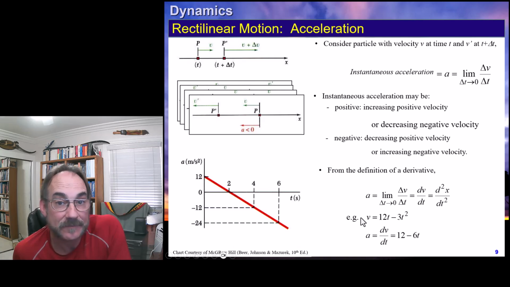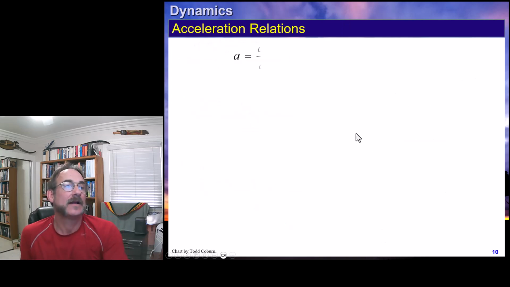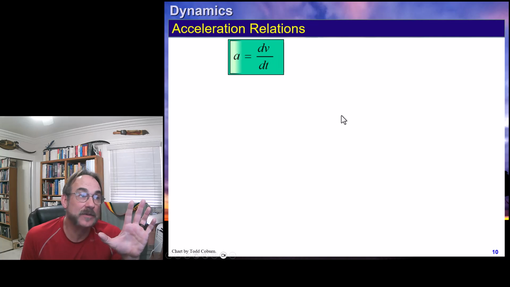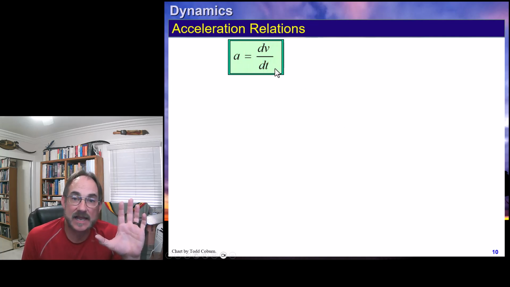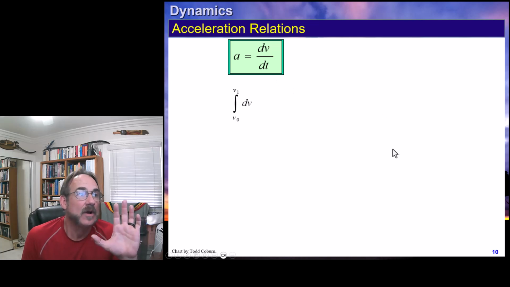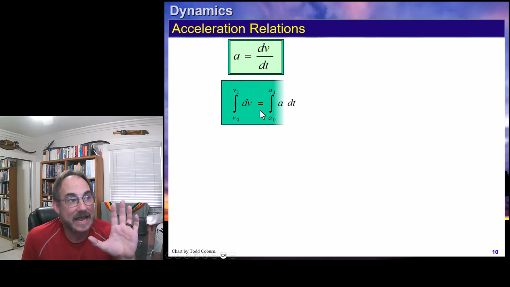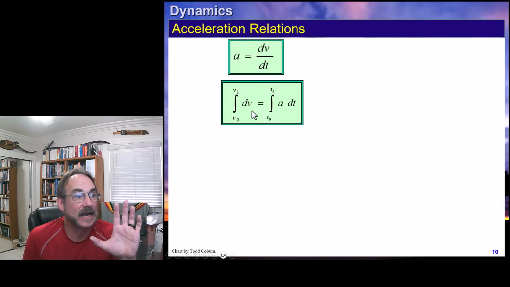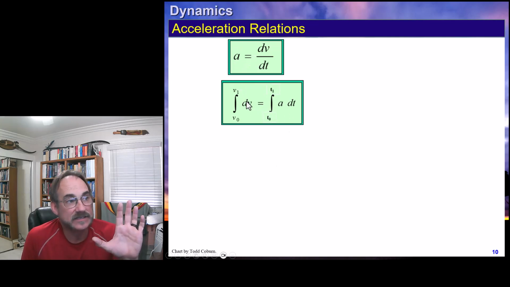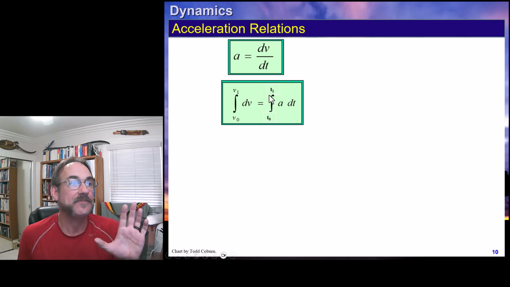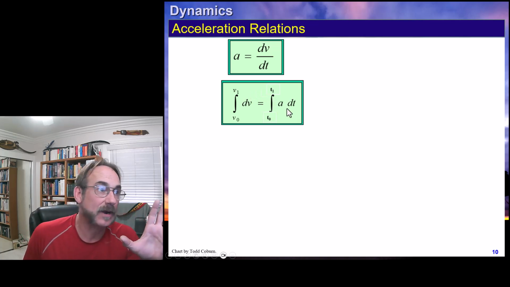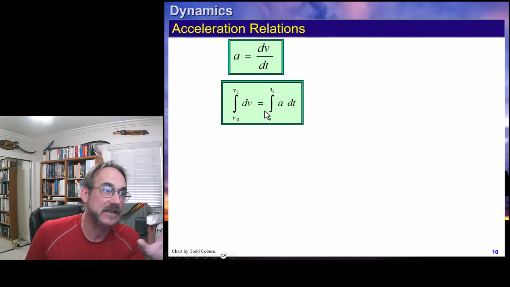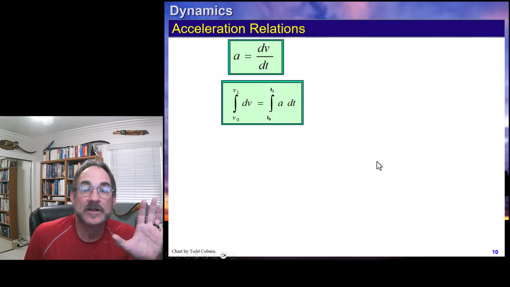You got that? Okay. So here's our key relations that we've been talking about. Our acceleration is just the change in velocity with respect to time, dv dt. We can integrate that, bring the dt to the other side, integrate both sides, right? And that will give us the change in velocity. We can either integrate the acceleration, or we can take the integration of the dv and solve this.